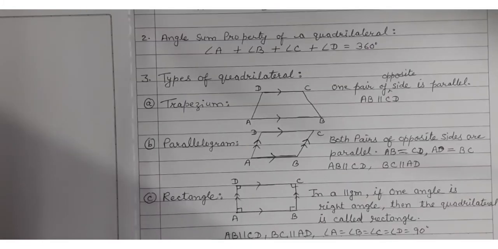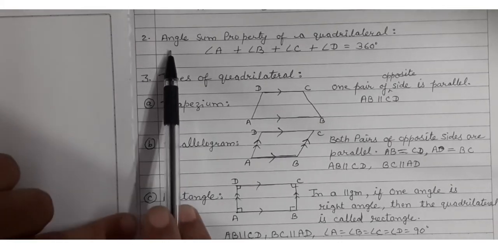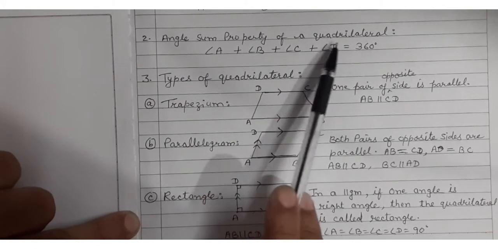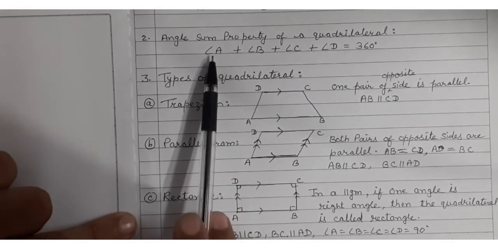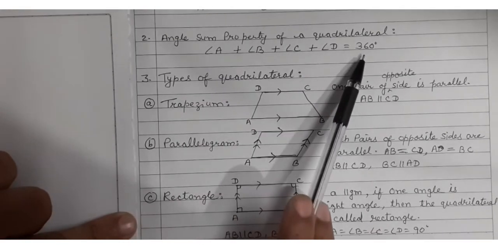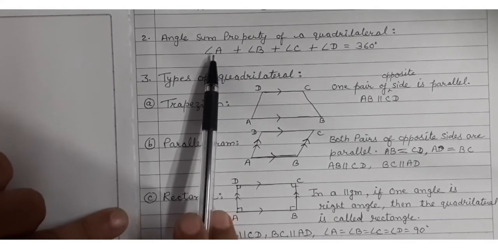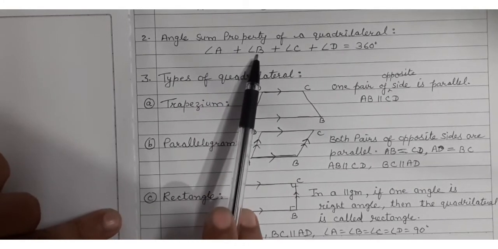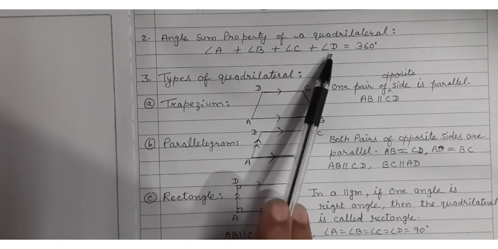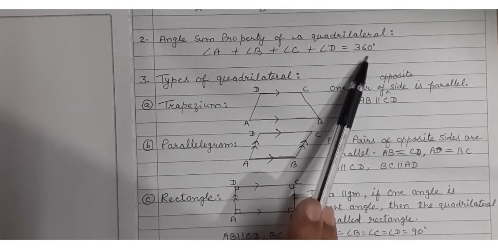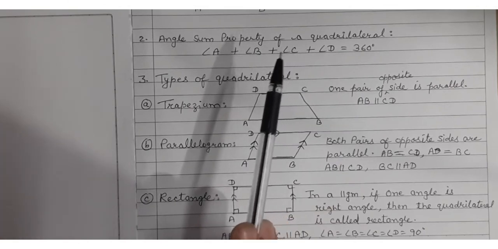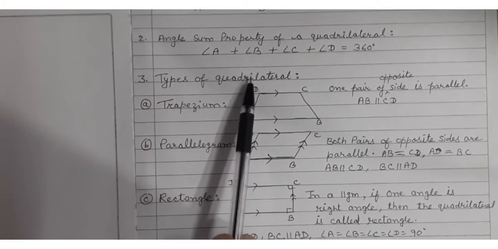Now point number 2. This is the angle sum property of a quadrilateral. Because four angles are there, their sum should be 360 degrees. I can write it like this: angle A plus angle B plus angle C plus angle D is 360 degrees. Now come to the types of quadrilaterals.